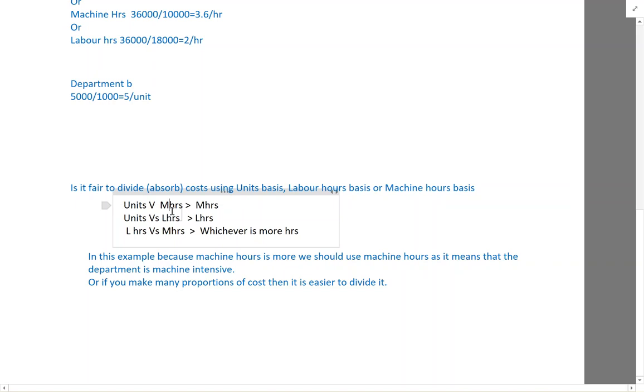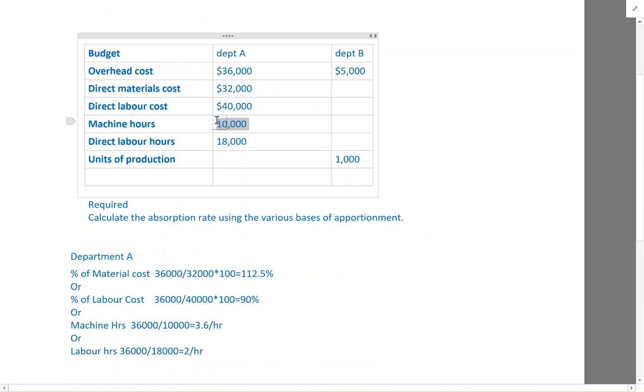So if machine hours is there, it means the unit that uses more machine hours, more overheads will be charged on that. If we have units and labor hours, then we would use labor hours. If we have labor hours and machine hours both used in a department, then we have to look at whichever is more. Like in this question, where 10,000 machine hours and 18,000 labor hours, out of these two, labor hours will be a good way of dividing it because it would mean that more work is done with labor hours, so that means more overheads would relate to labor hours.